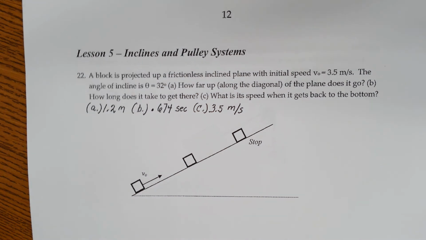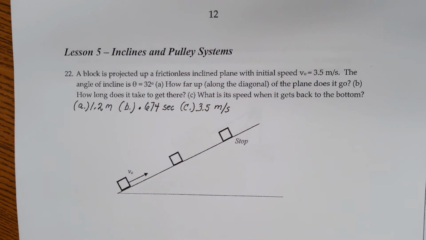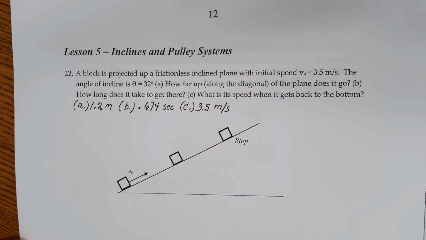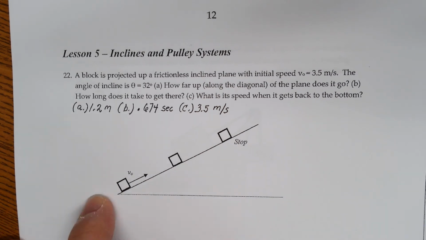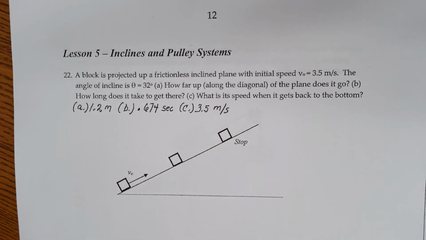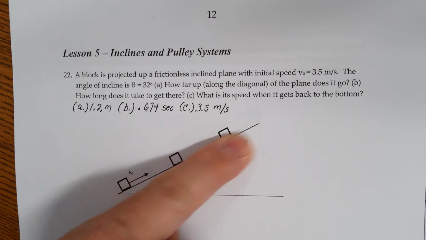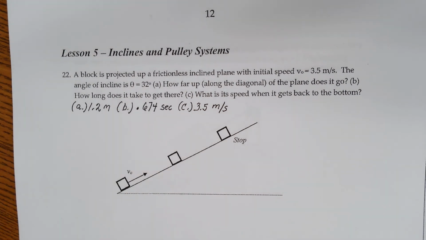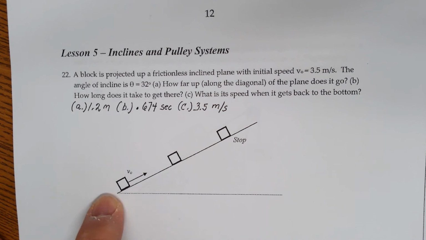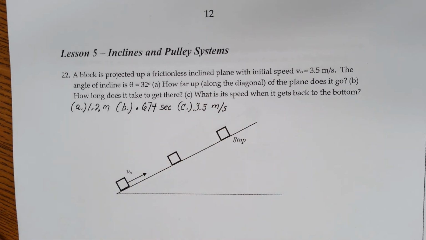All right, so homework problem, lesson 5, inclines and pulley system. A block is projected up a frictionless incline plane with initial speed of 3.5 meters per second. So it's sort of like it was shoved up. Once it's shoved up, it lets go basically. It's not like they're giving a push as in constant force upwards. They just give it an initial velocity, and then eventually it's going to slow down, slow down, slow down, stops, and then slide back down again. Okay?